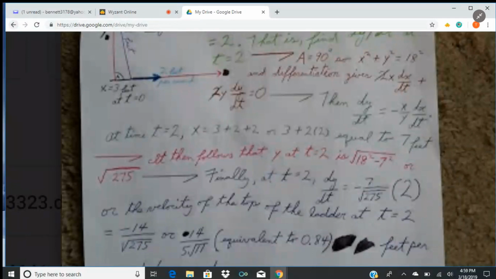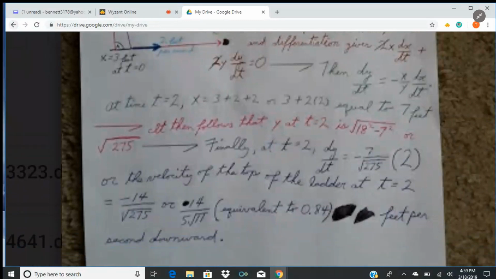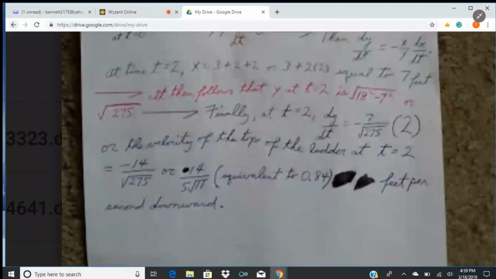Finally, at t equals 2 seconds, dy over dt is equal to negative x over y, that's negative 7 over the square root of 275, and then your dx over dt was given as 2. So the velocity of the top of the ladder at t equals 2 is negative 14 over the square root of 275. That negative sign means downward movement. Or, 14 over 5 times the square root of 11, that's what we rewrite the square root of 275 as, which is equivalent to 0.84 feet per second downward for the negative sign.